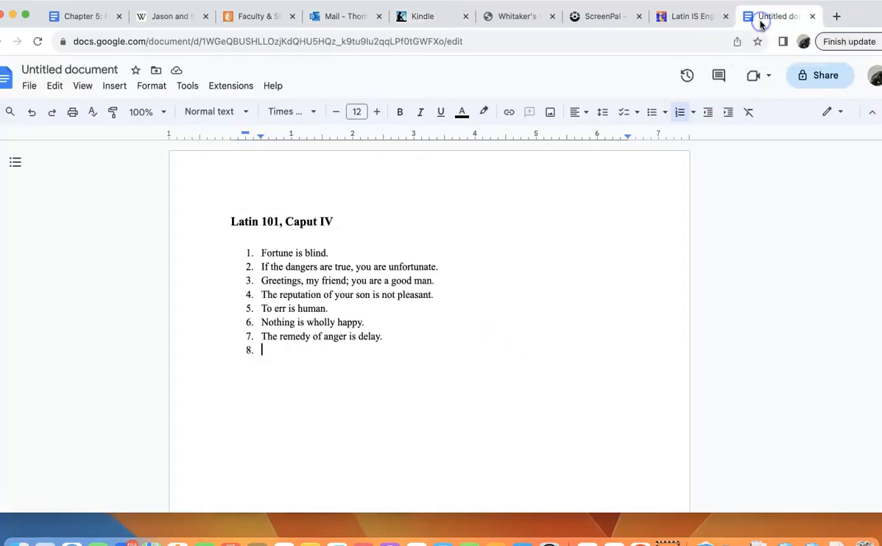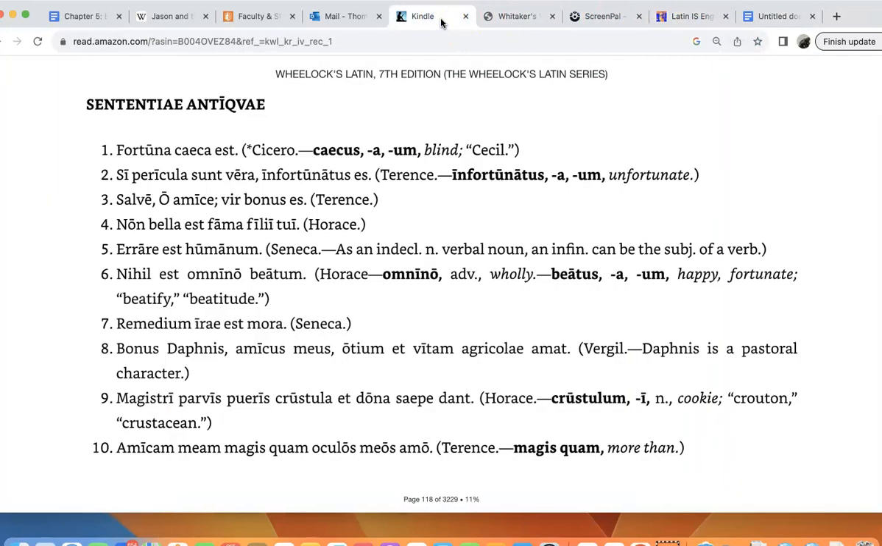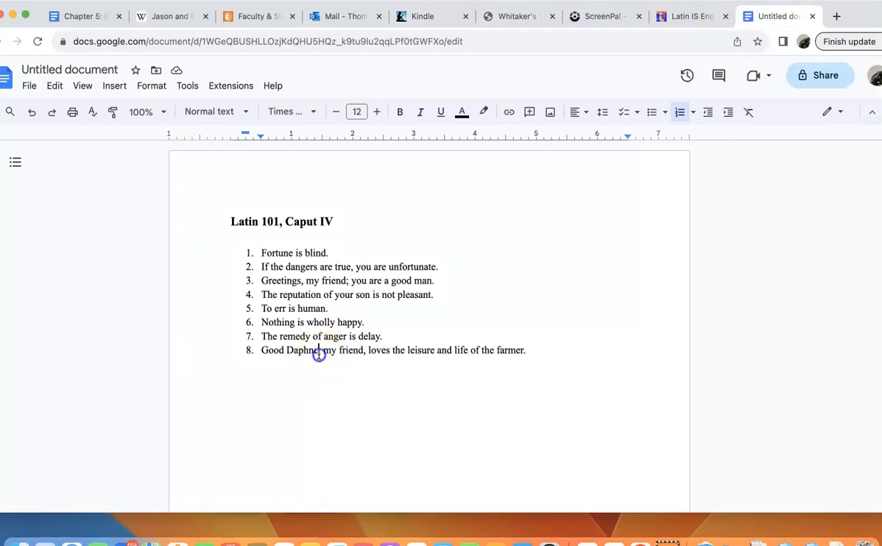So let me write this down. So good Daphne, my friend, loves the leisure and life of the farmer. Okay. So good Daphne, my friend, loves the leisure and life of the farmer. Let's see, did I spell Daphne right? How are they spelling it here? I guess they're saying Daphnis, which we'll go with. So okay, we'll just keep that original spelling.